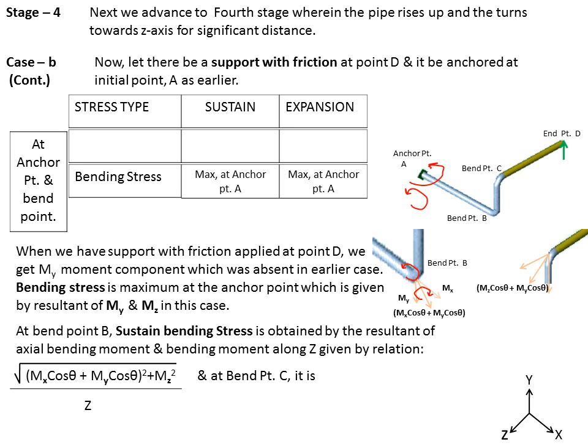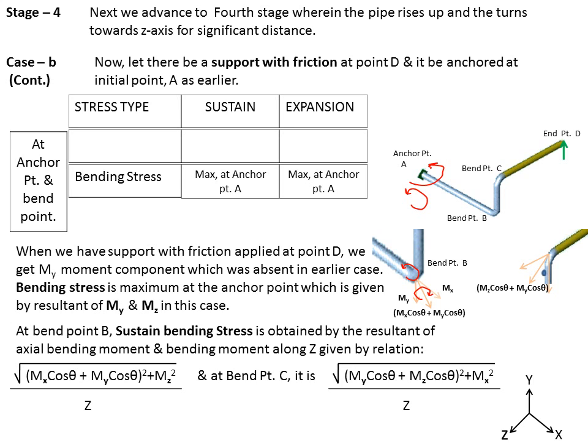Now at bend point C, it is given by the relation: square root of (My cos theta plus Mz cos theta) the whole squared plus (Mx cos theta) the whole squared, divided by the section modulus of the pipe. So herein the resultant is in the direction in which the pipe is running, that is y and z, and it is coupled with the perpendicular directional moment, that is Mx.